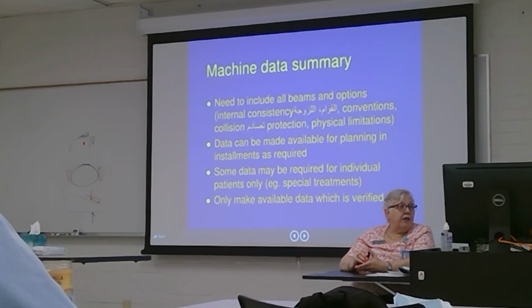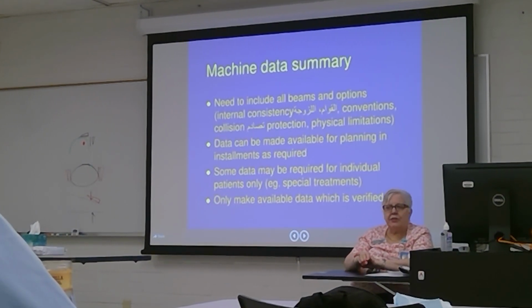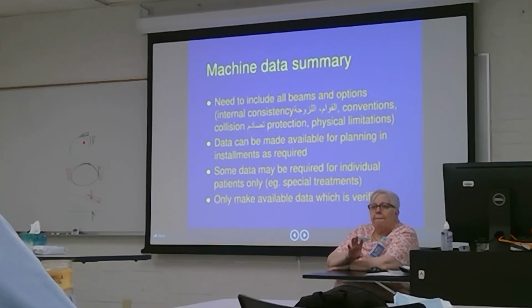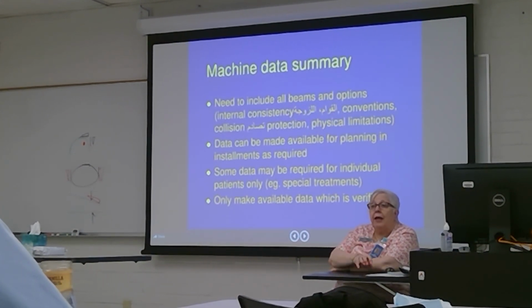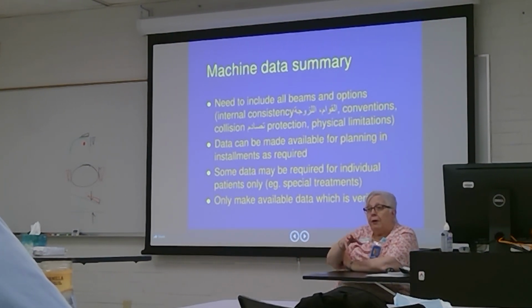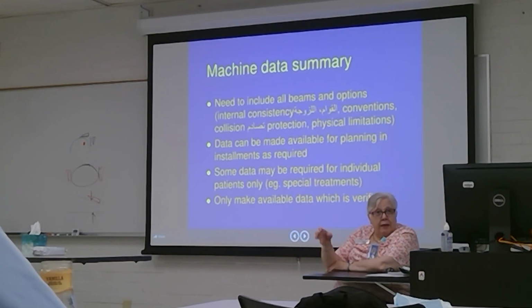So data can be made available for planning in installments as required. I think what they mean by that is that if we are treating a patient and dosimetry has planned part 1, so you're doing part 1 and then they're in the process of planning part 2, and then you do part 2 and then there's the process of planning part 3, that would be what they meant by installments.